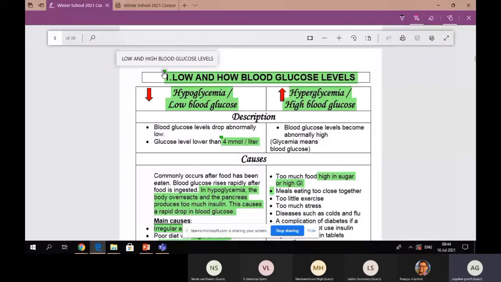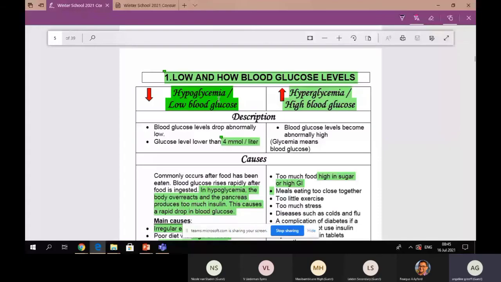Okay, so let's quickly have a look and understand, because having hypoglycemia, which is low blood glucose, versus having hyperglycemia, which is high blood glucose, are both conditions which are not good. You want your blood glucose levels to be normal. So please know the terms: hypoglycemia is low blood glucose, and hyperglycemia refers to high blood glucose.